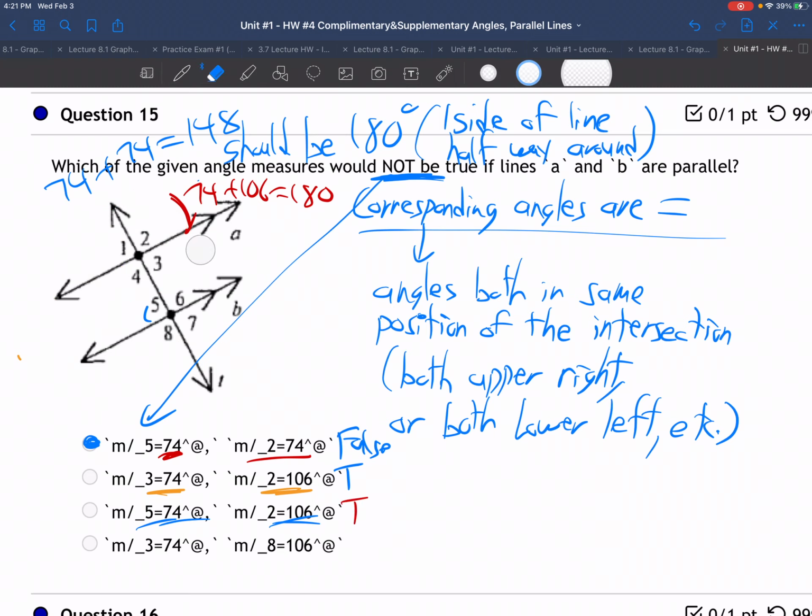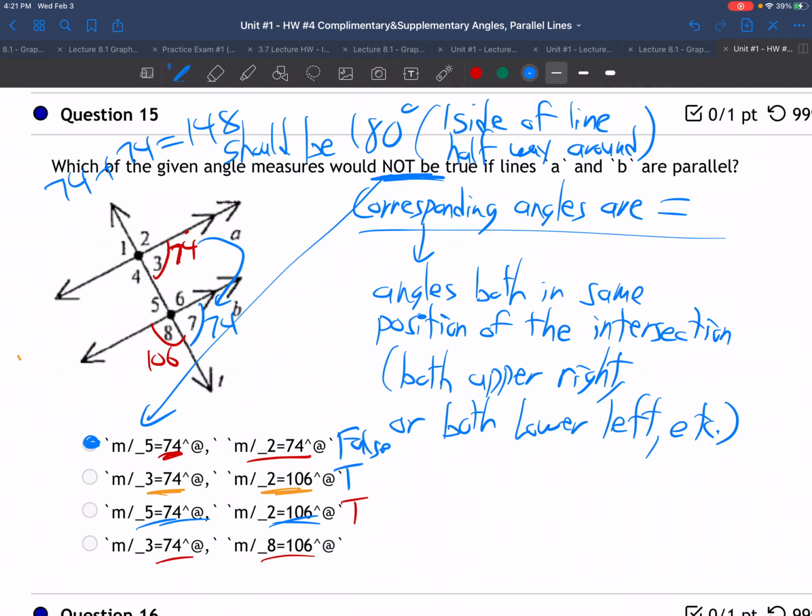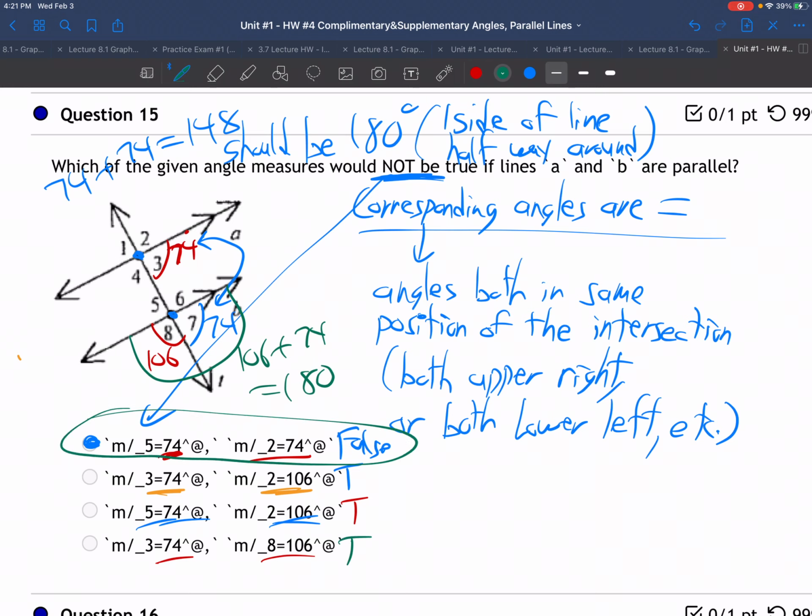And lastly, this one, angle 3 is 74, right there, 74. And angle 8 is 106. Is that right? Well, again, we can do the corresponding thing. This can jump down here, be 74, because those are corresponding. They're both lower right for their intersections. And then these two, 106 plus 74, is 180, which should be right. So that's also true. So only the top one is false, at least on the one I did.